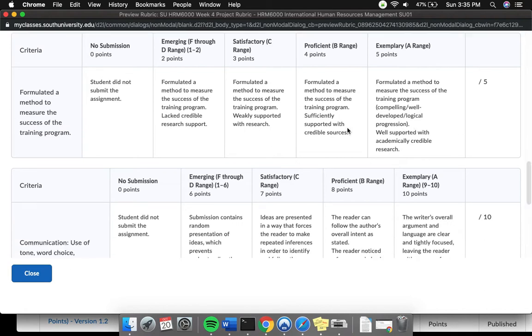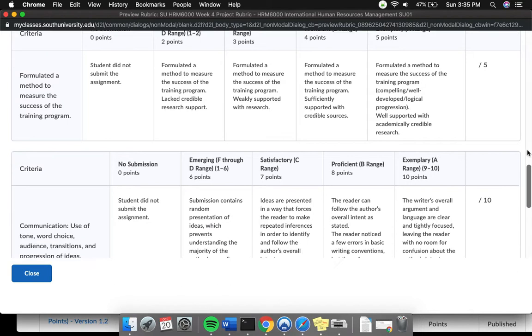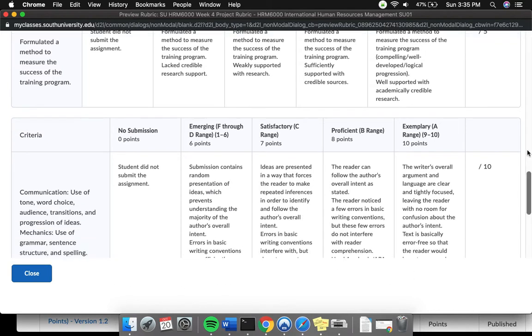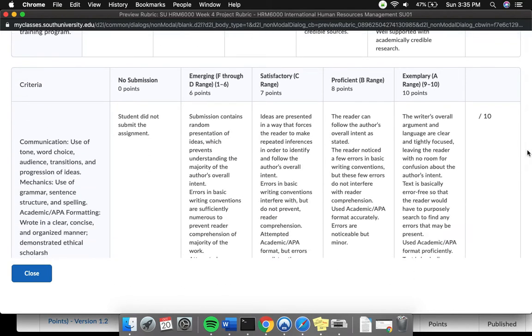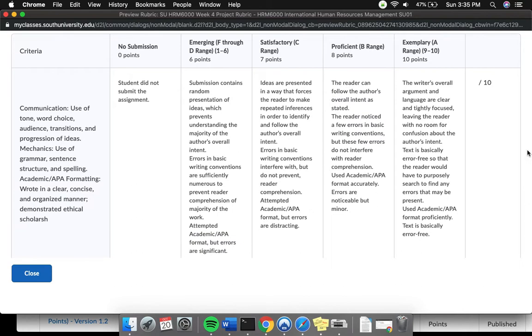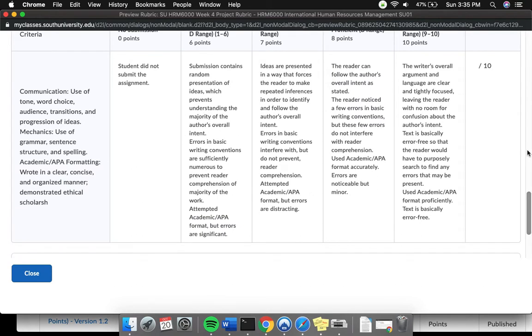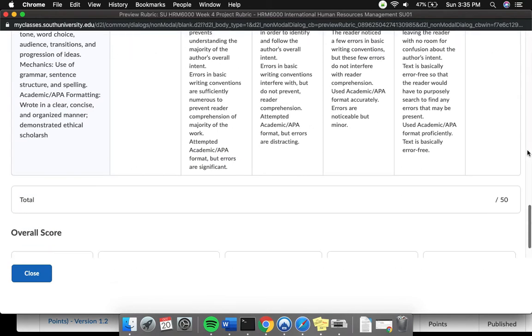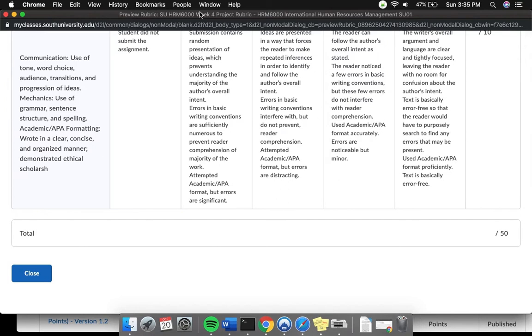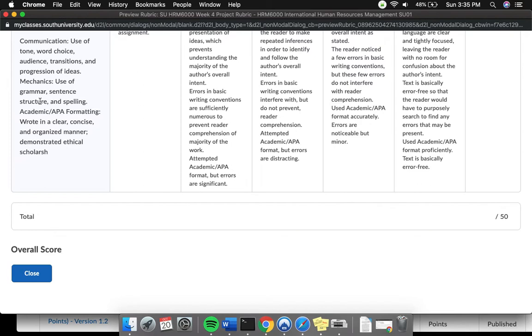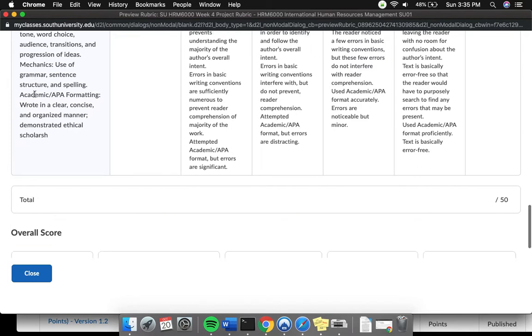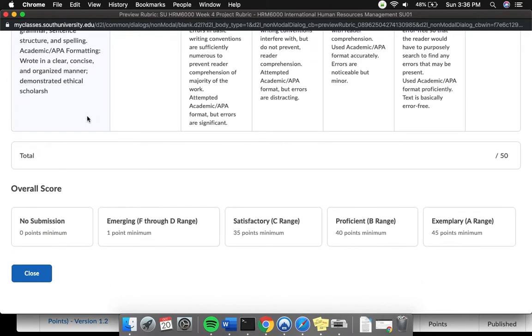Then you need to formulate a method to measure. You're thinking, I've got this training I have to do, how can I evaluate that training when it's over, to get feedback, to continuously improve it or make changes, or just to see if it's effective? All of the above, really. And then of course the basic grammatical elements, mechanics, and APA formatting.